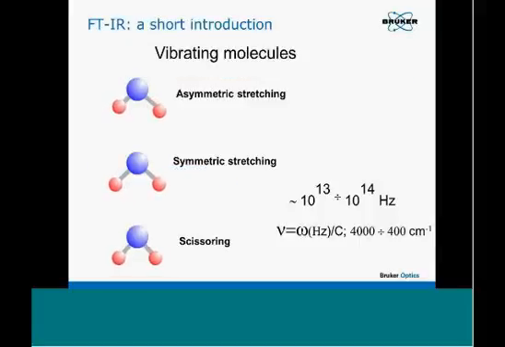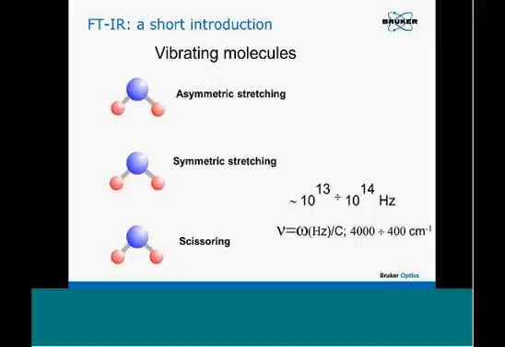So you know that all molecules vibrate, and the complex vibration of molecules can be decomposed into much simpler vibrations. This is an example of a water molecule, which you can see can be decomposed into the asymmetric vibration, the symmetric vibration, and the scissoring vibration.